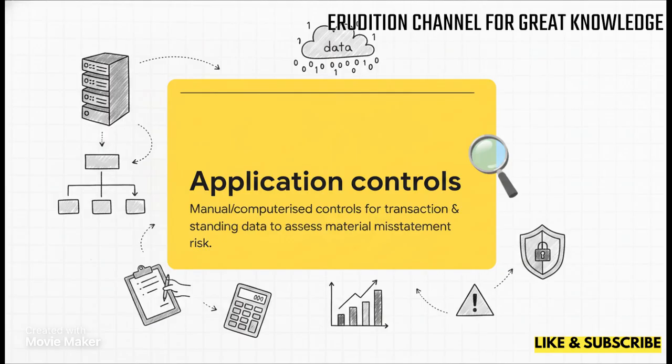Let's break down this textbook definition a bit. Application controls are those controls, and these can be manual or computerized, that relate to the transaction and standing data in a computer-based accounting system. For an auditor who's assessing financial statements, ascertaining, recording, and evaluating these specific application controls is step one for determining the risk of material misstatement. They basically govern the specific, actual tasks that the software is doing.